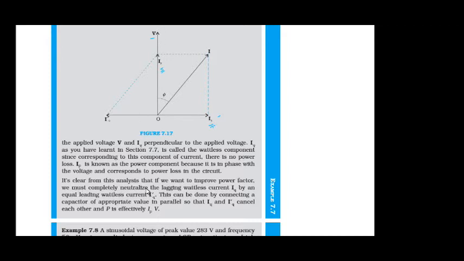It is clear from this analysis that if we want to improve the power factor, we must completely neutralize the lagging wattless current IQ by an equal leading wattless current IQ dash. This can be done by connecting a capacitor of appropriate value in parallel. IQ and IQ dash cancel each other and P is effectively IPV.